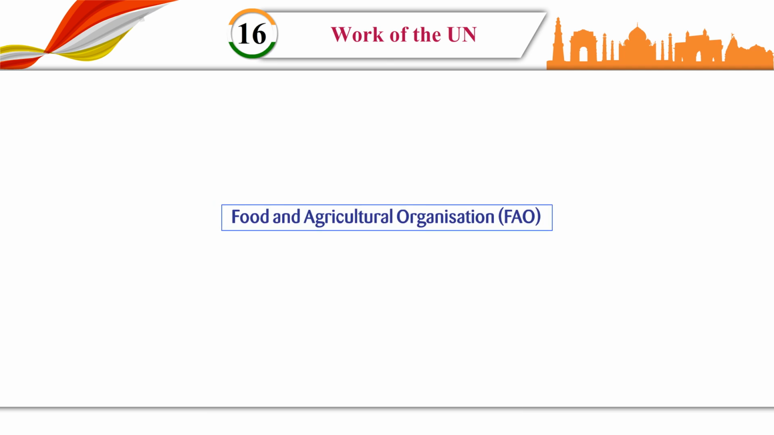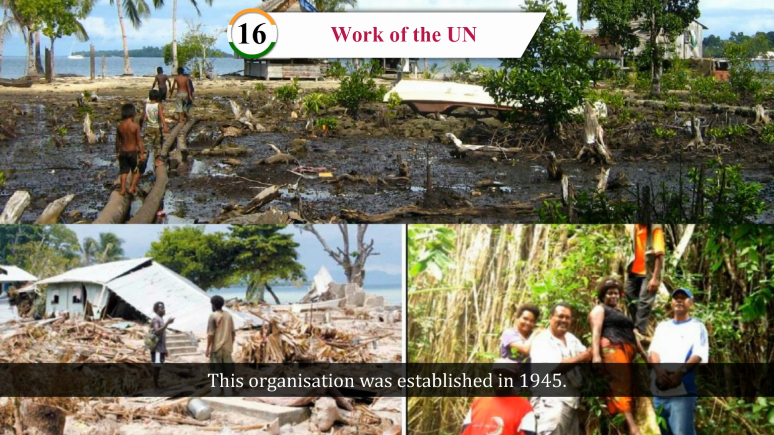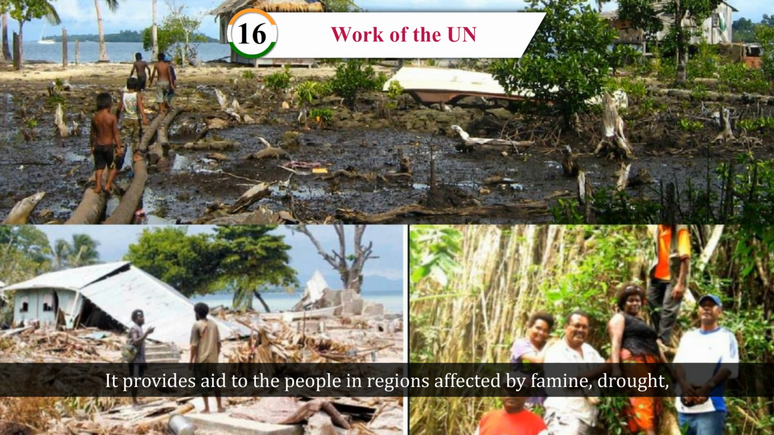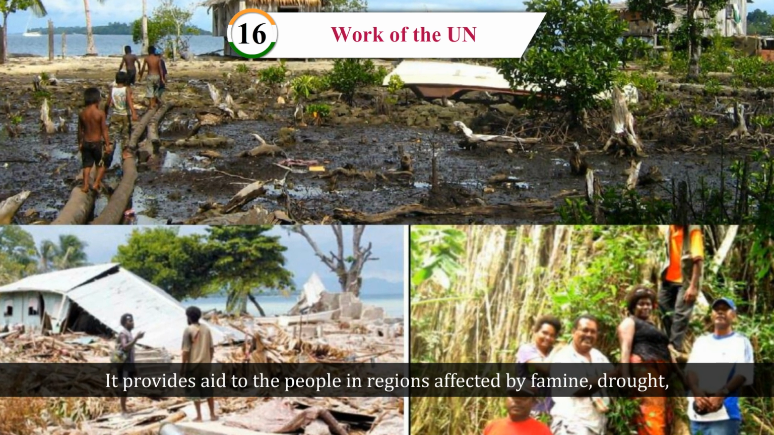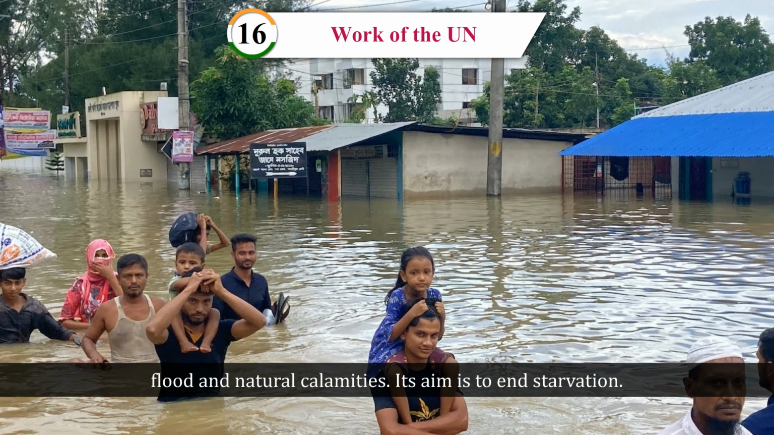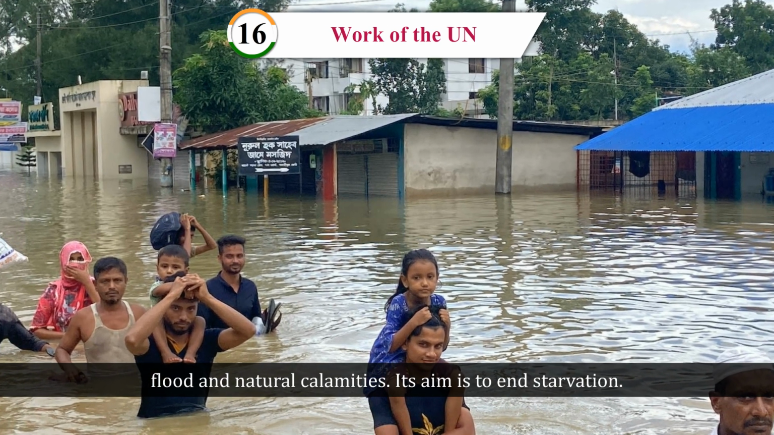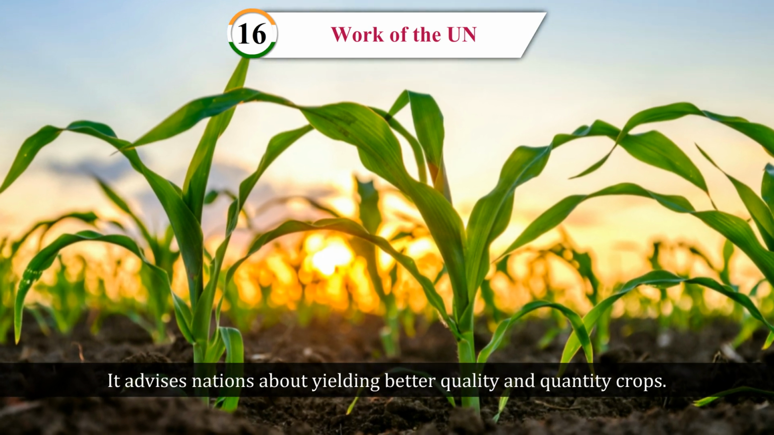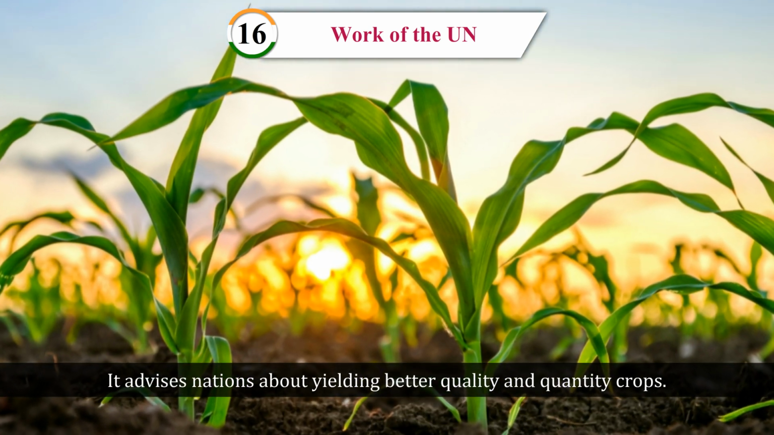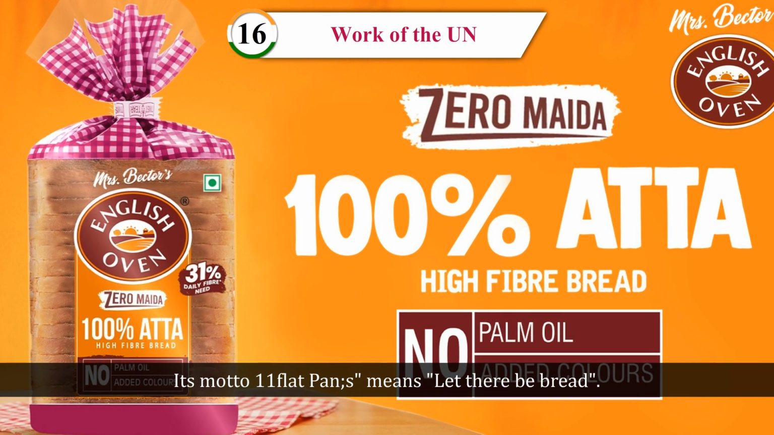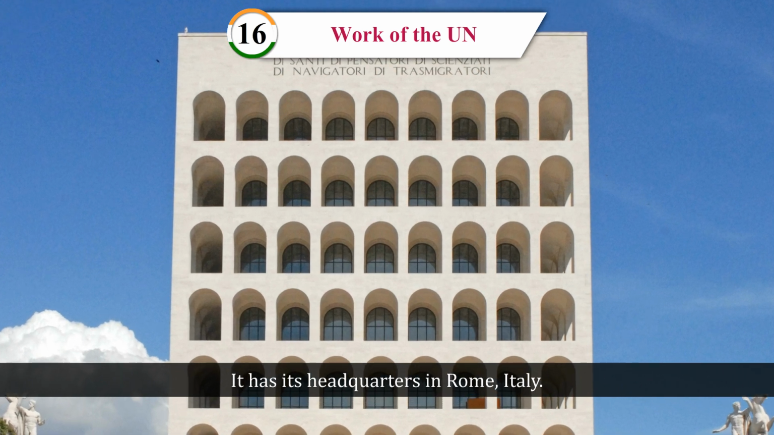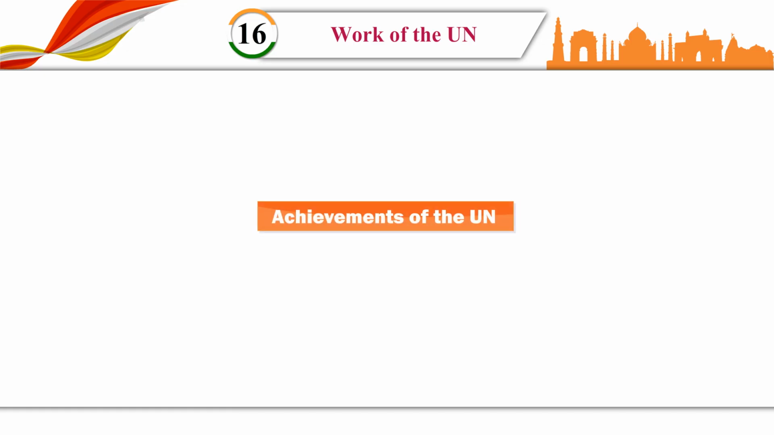Food and Agricultural Organization, FAO. This organization was established in 1945. It provides aid to the people in regions affected by famine, drought, flood and natural calamities. Its aim is to end starvation. It advises nations about yielding better quality and quantity crops. Its motto, Fiat Panis, means let there be bread. It has its headquarters in Rome, Italy.